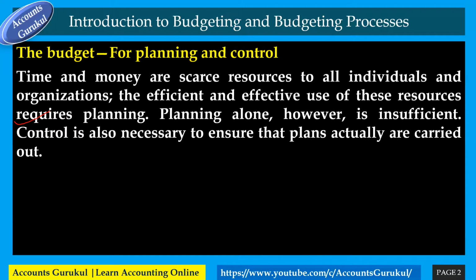So we are going to do the planning for the future. In addition to the plan, we are going to have the budgeted versus actual variance analysis in place as well, to ensure whatever we have planned, we are going towards that direction or not. And if not, then what preventive measures we have to take in advance to ensure that we will align with our budget. So that's the budget for planning and control.